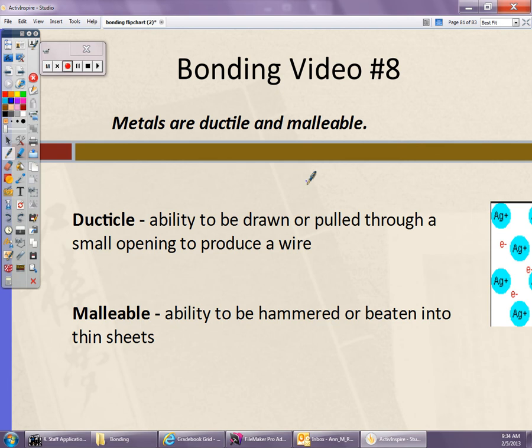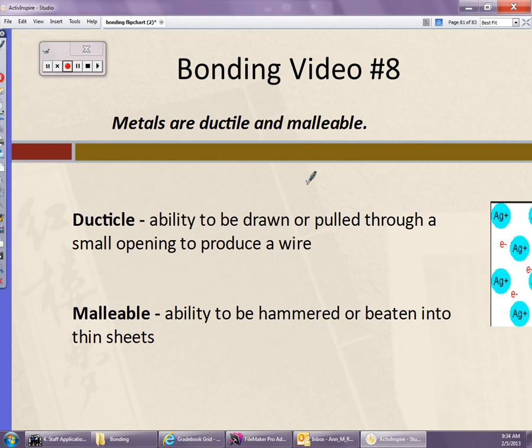The properties that metals have are caused by their delocalized electrons. Two properties are that they are ductile and malleable. Ductile means that you can make it into a wire. You do this by drawing it through or pulling it through a small opening, so that what comes out the other side is a wire, the same size as the opening.